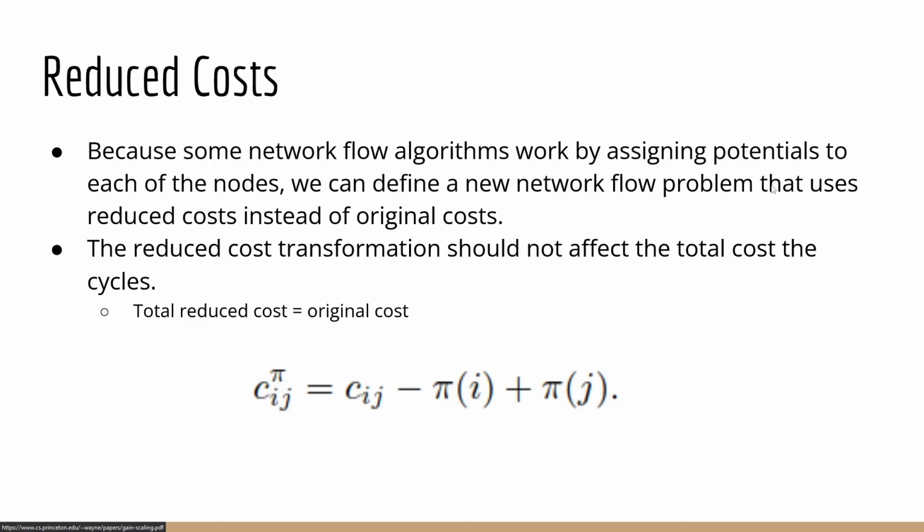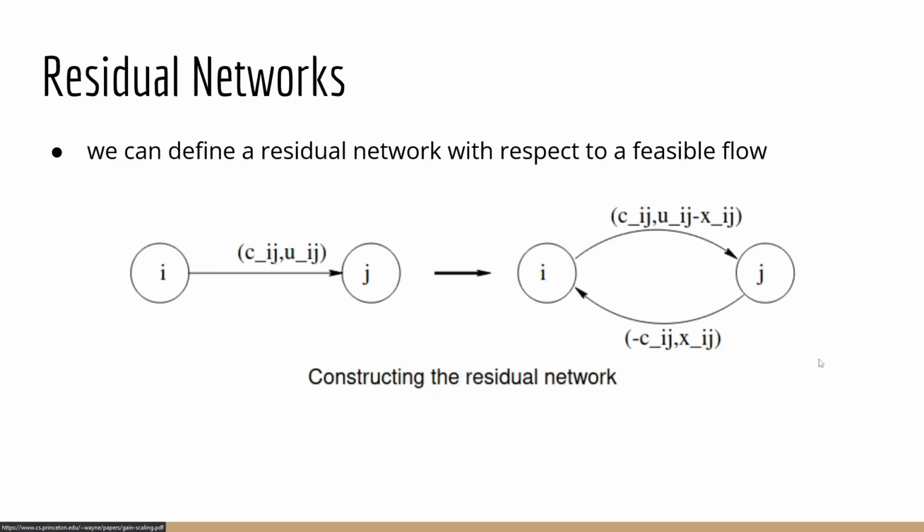Reduce costs. Because some network flow algorithms work by assigning potentials to each of the nodes, we can define a new network flow problem that uses reduced costs instead of original costs. The reduced cost transformation should not affect the total cost of the cycles. The total reduced cost should always equal the original cost, as you can see denoted by this equation down here. And lastly, residual networks. We can define a residual network with respect to a feasible flow. As you can see here, we are constructing the residual network.